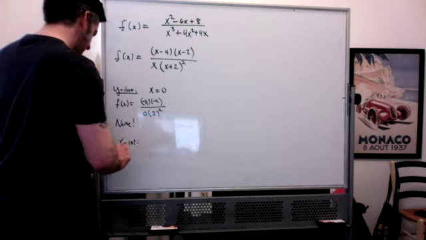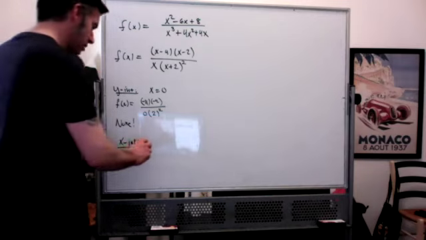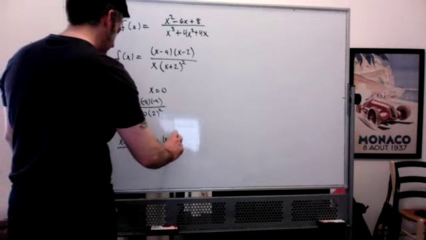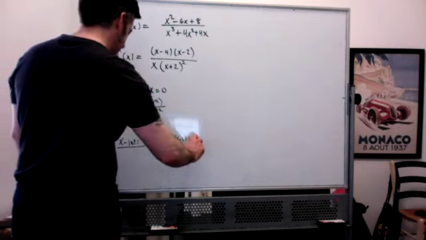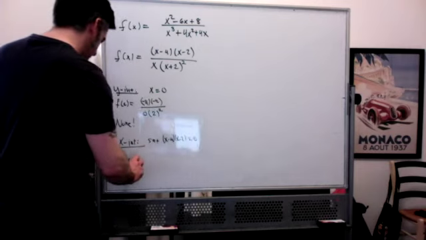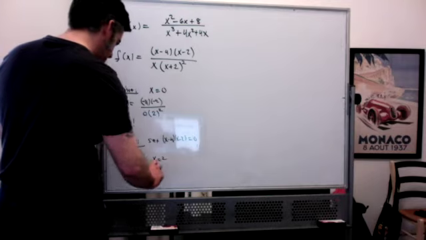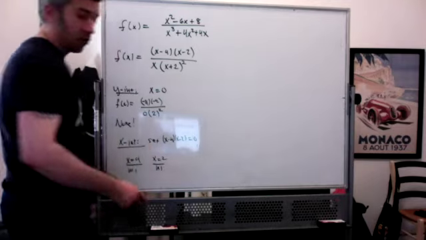So x-intercept, we set the top equal to 0. So we're going to set x minus 4 times x minus 2 equal to 0. We're going to get x equal to 4 and x equal to 2. And they're both going to have a multiplicity of 1, meaning they're going to cross.